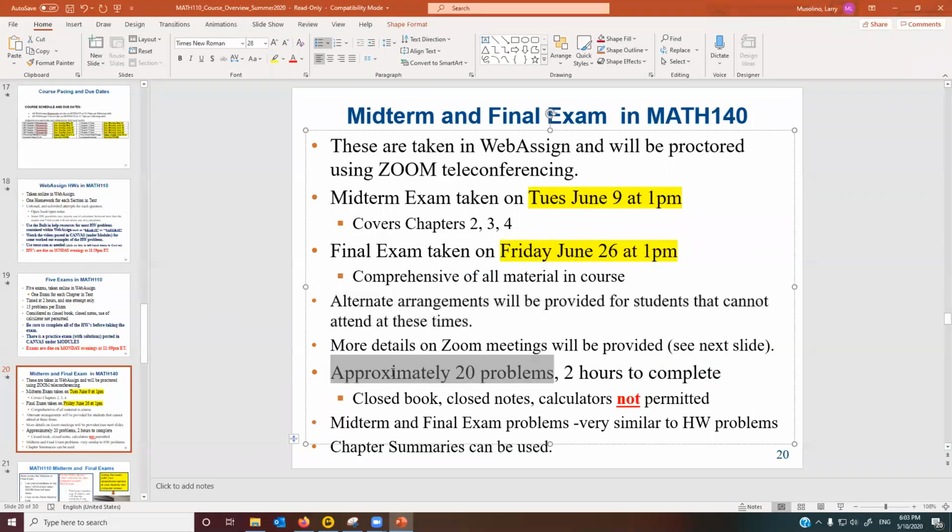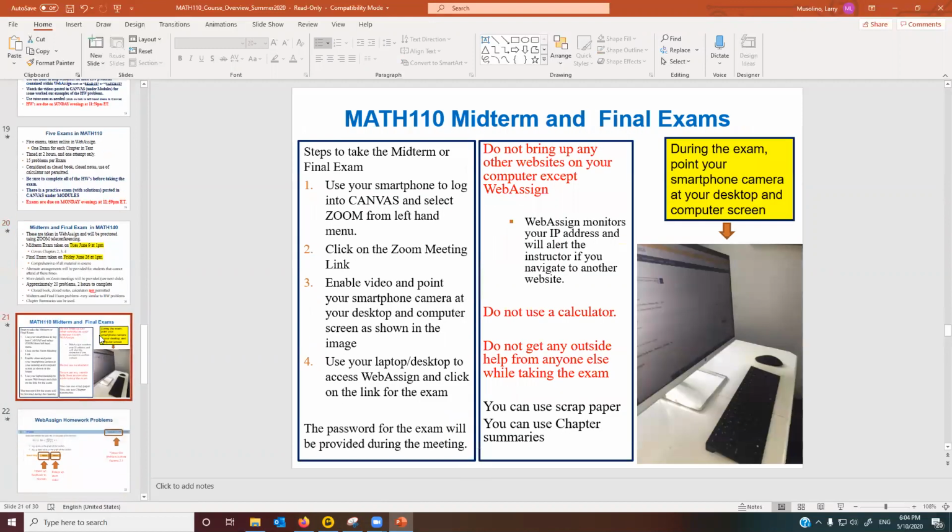These exams are going to be about 20 problems, 2 hours. Again, these are closed book, closed notes, no calculators. These exams are going to be very similar to homework problems. Again, also, folks, you're going to see I'm going to post a chapter summary for each chapter in Canvas. You can use those chapter summaries when taking these exams. So I'm not going to ask you to memorize a lot of formulas in this course. You'll be able to use these chapter summaries, but you are going to have to know, of course, how to apply the formulas and other concepts that you might see on the chapter summaries.